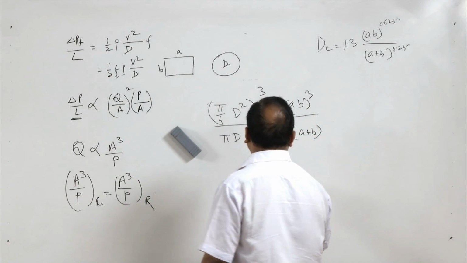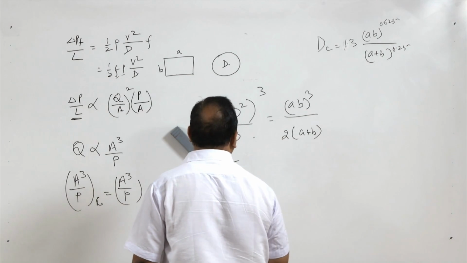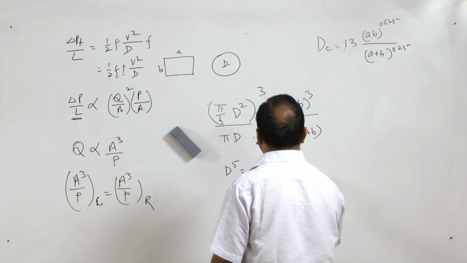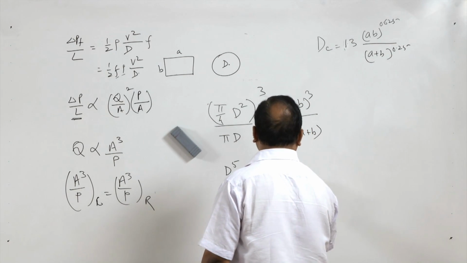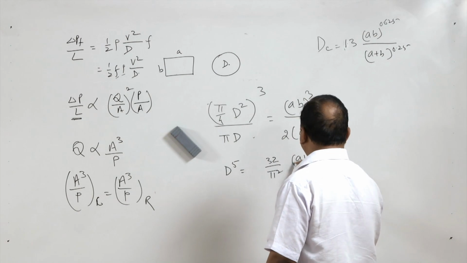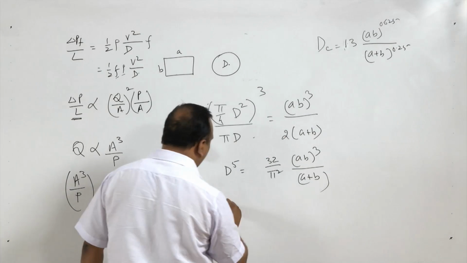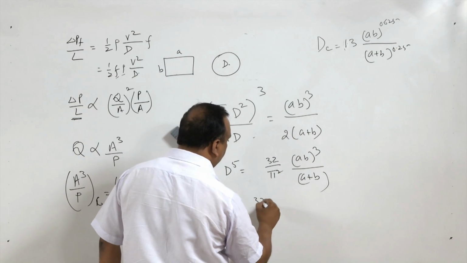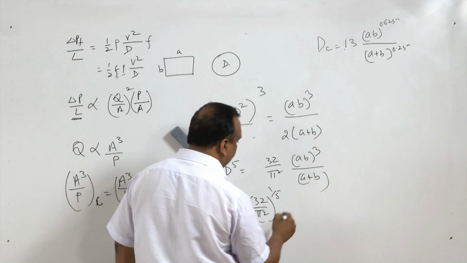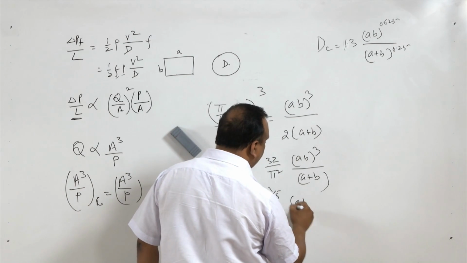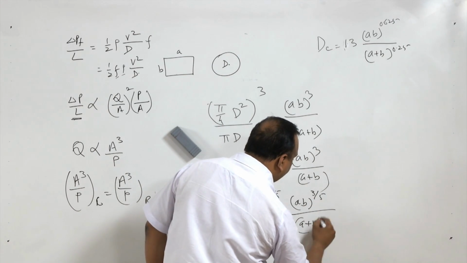Now if we simplify this, this is going to be equal to d raised to power 5 is equal to 32 divided by pi square, (AB) cube by (A plus B), and here D, the equivalent diameter, is equal to (32 by pi square) raised to power 1 by 5, (AB) raised to power 3 by 5, (A plus B) raised to power 1 by 5.